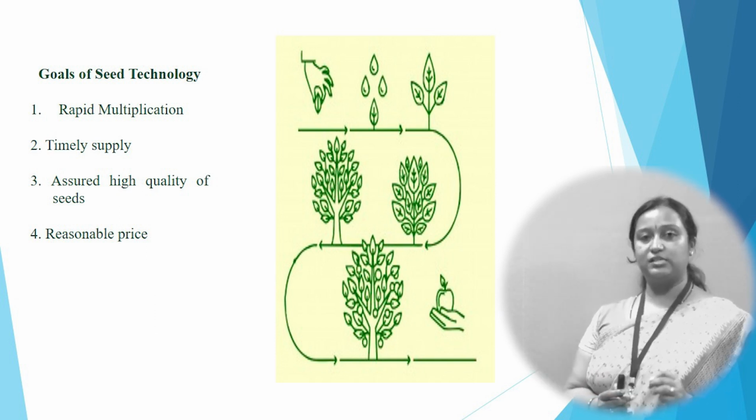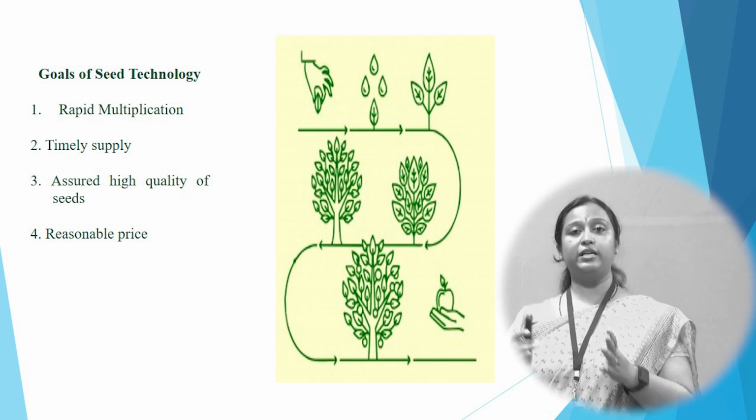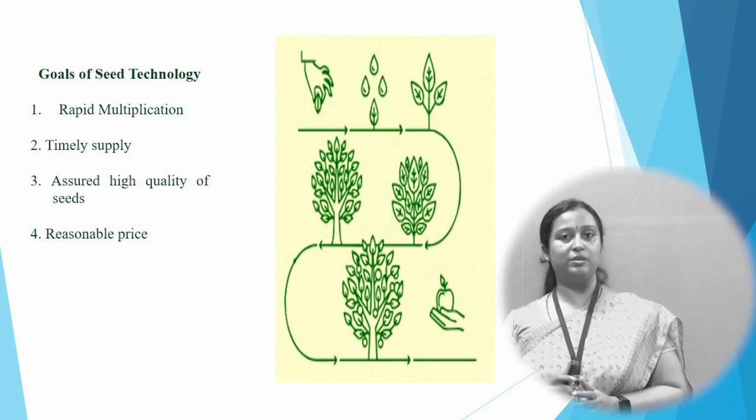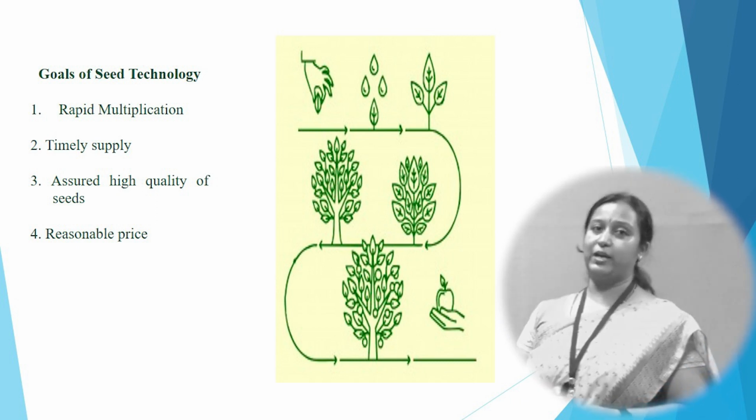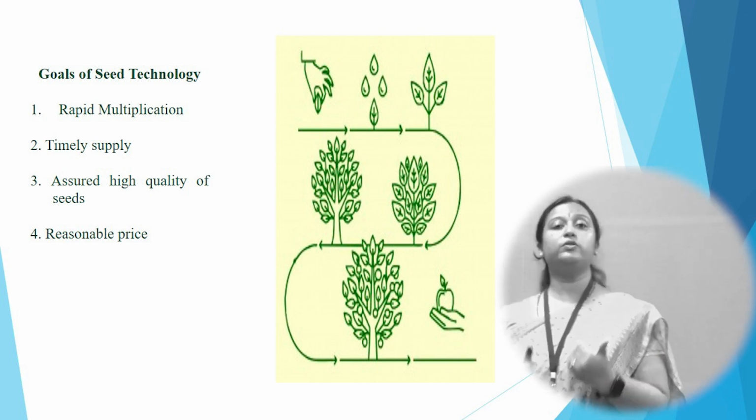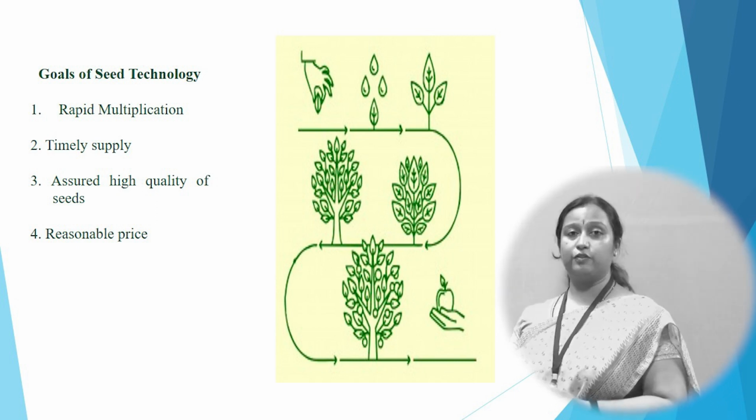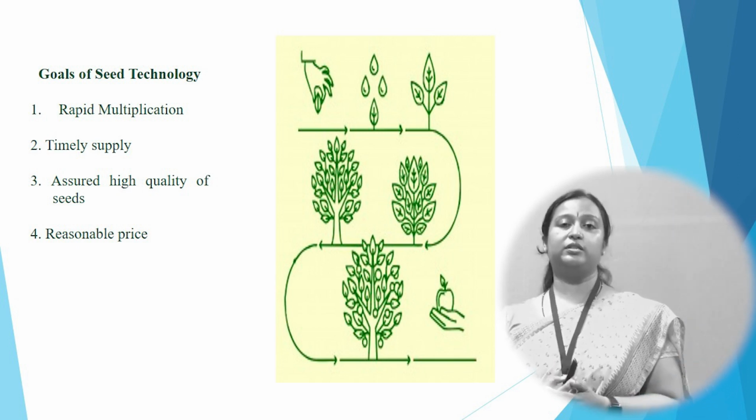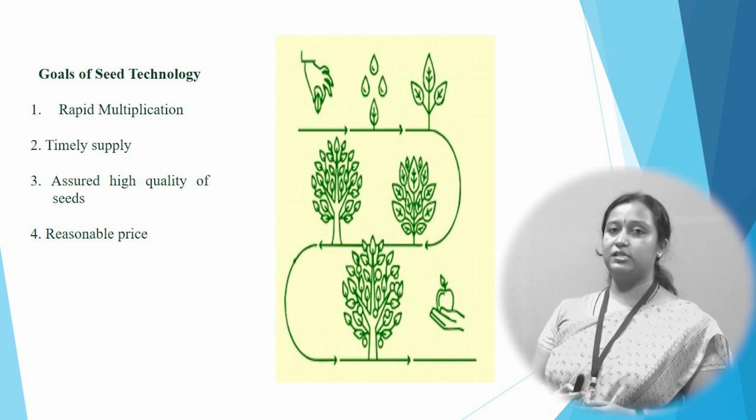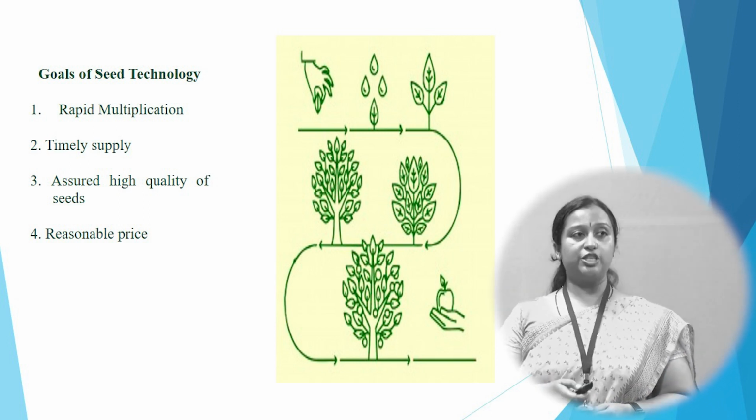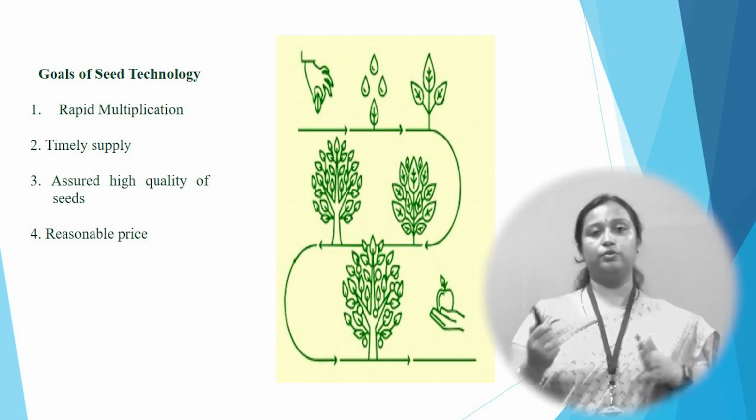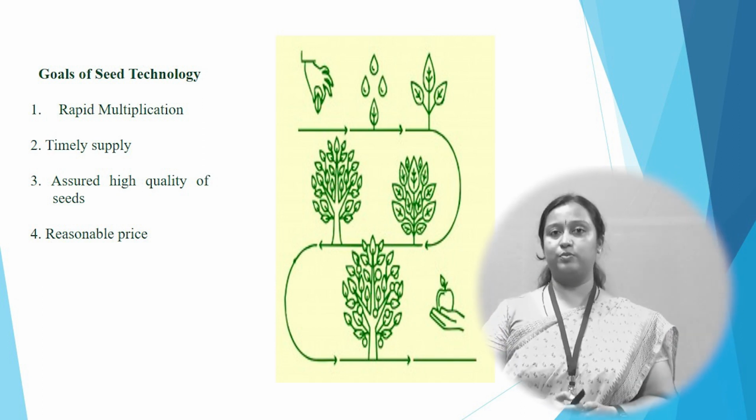Timely supply is the second goal, wherein the required variety in the required quantity will be supplied to the farmers and to the market on time. Assured high quality of seeds: we already have an abundance of seeds produced by plants without human intervention, but with the aid of seed technology, we can assure the quality of seed is optimized to its maximum level. Reasonable price is the fourth goal of seed technology, which mainly helps the farming community and the consumers to obtain high quality seeds at the lowest possible cost.